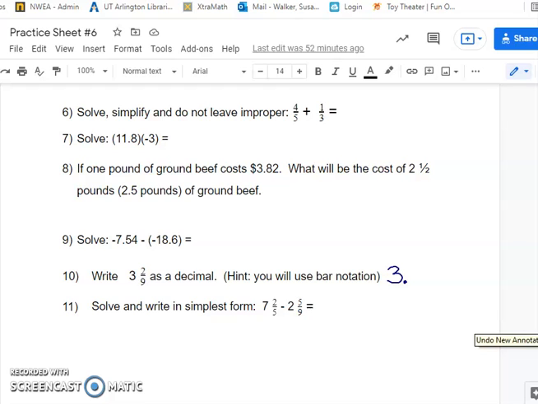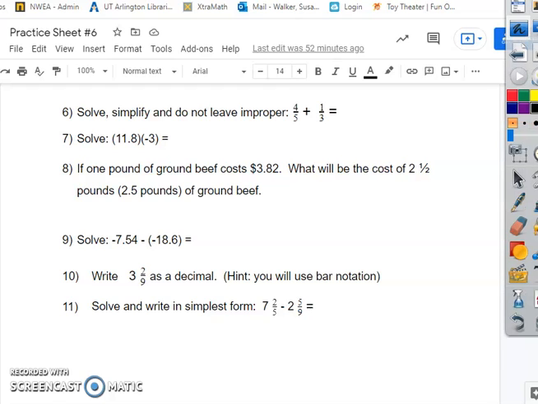Remember, you're going to do 2 divided by 9. It won't go in there. Now do 9 into 20 and go. Whatever you get here, you're going to put over here, and it will repeat, so make sure you use bar notation. Last problem. We're going to do this full one together.